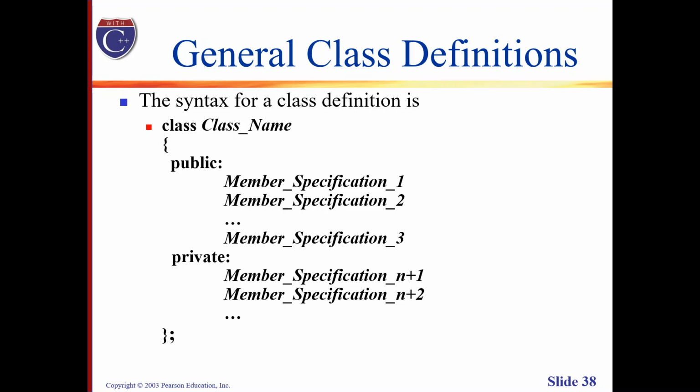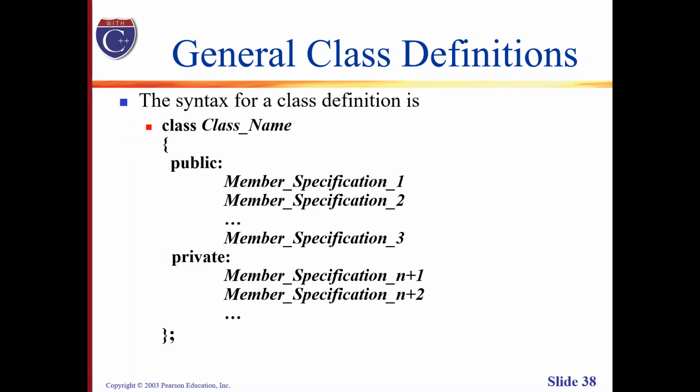Back to class definitions. Now that we have learned how to declare the member variables and member functions of a class, we can also assign them to be public or private, depending on how we would like to restrict access to our member variables as well as member functions. Therefore, we have the following syntax for a class definition.